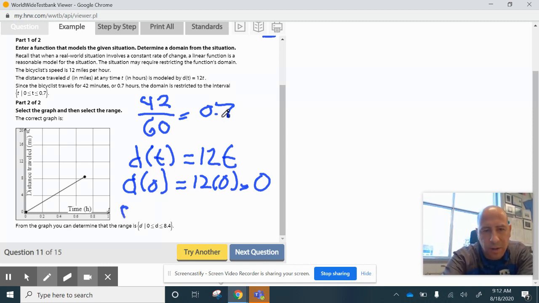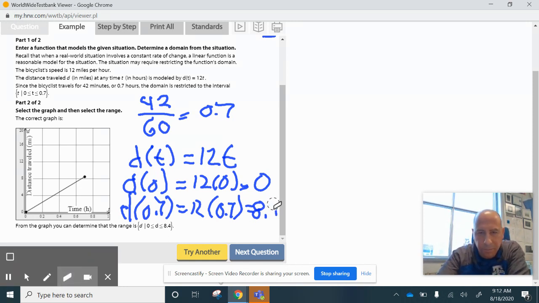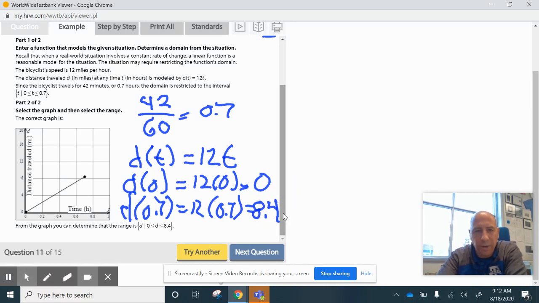So d of 0.7 equals 12 times 0.7, and let's check my trusty calculator here on my phone. 12 times 0.7 is, wouldn't you know it, 8.4. There you go.